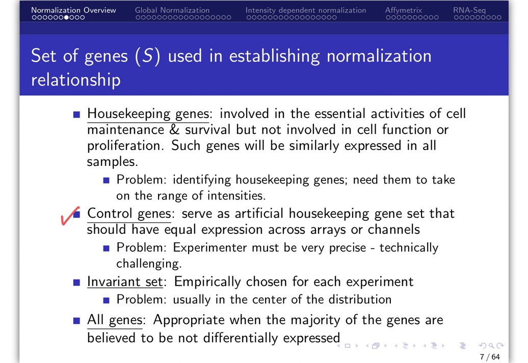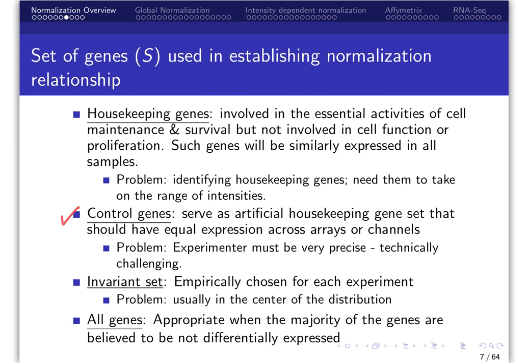Control genes are when the experimenter spikes in genes from another organism into the sample at known levels, and these control genes then serve as an artificial housekeeping gene set. They should have equal expression across the arrays. Some problems with using control genes are, first, spots or probes must be included in the assay for any control gene that's spiked into the sample. Second, the experimenter must be very precise with respect to spiking in known amounts of the control genes, which can be technically challenging.